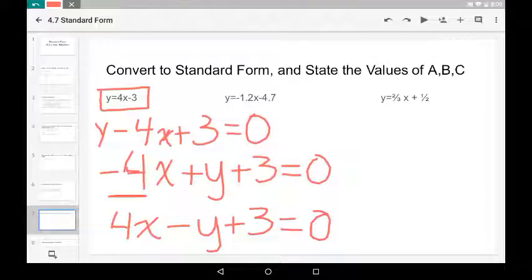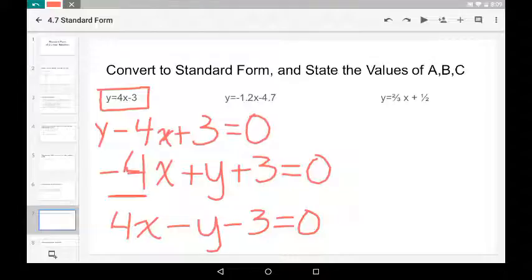3 times, whoops, this should be a negative. Sorry, this should be minus 3 equals 0. This is why we check our work, to make sure we don't mess up like that. So yeah, 3 times negative 1 is negative 3, and 0 times negative 1 is still just 0.